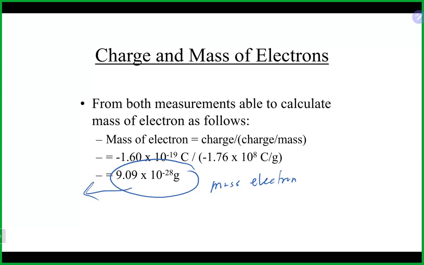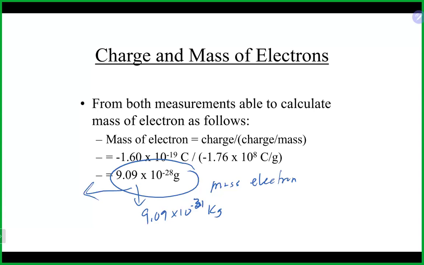By the way, that would also be 9.09 times 10 to the minus 31 kilograms. So sometimes it's given in kilograms. And like I said, some books will use nowadays 9.1-ish in terms of that number as well.